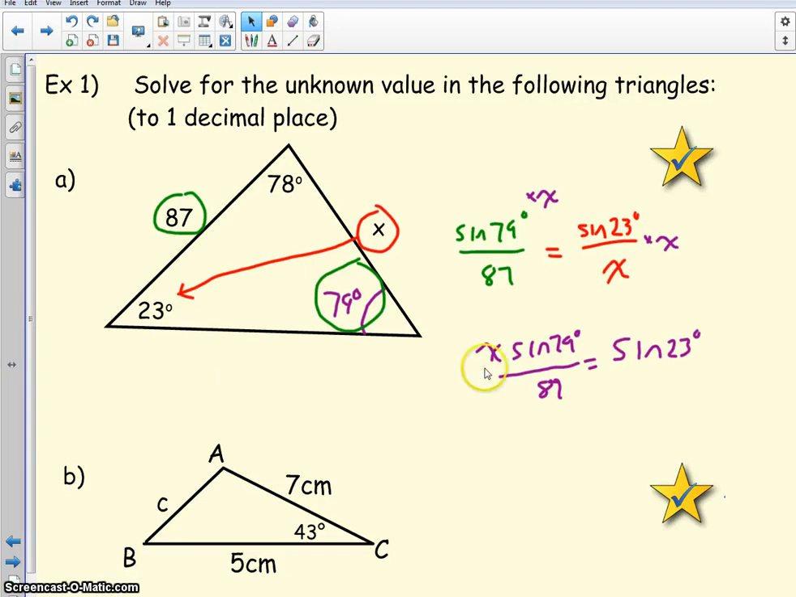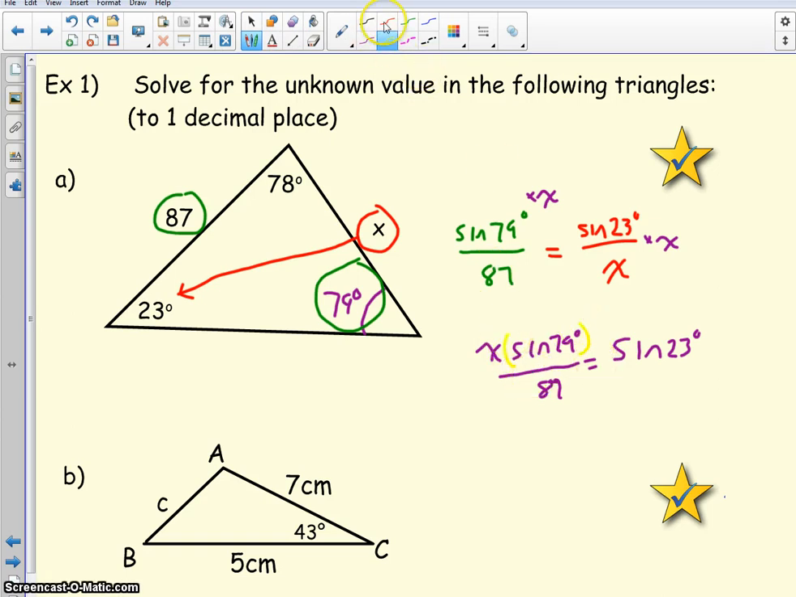Okay, welcome back. So just still working on this one, just trying to finish it up. We're just working through the algebra now. So we have x times the sine of 79 degrees over 87, and we're trying to solve for x here. As complicated as it looks, remember that a lot of this is just numbers. So sine of 79 is just a number. 87 is just a number.